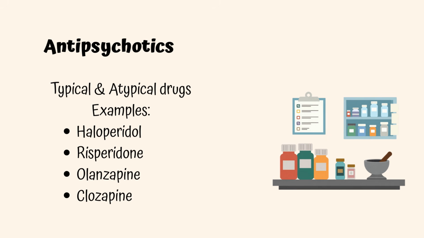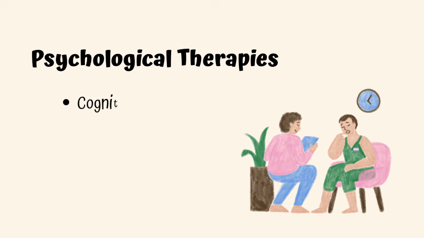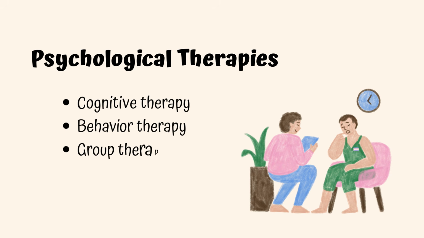And treatments mainly involve antipsychotic medications like haloperidol, risperidone, olanzapine, or clozapine. And ECT is used in catatonia or treatment resistant cases. Nursing care focuses on safety, building trust, and therapeutic communication. So, in addition to medications and ECT, psychological therapies also play an important role in managing schizophrenia.